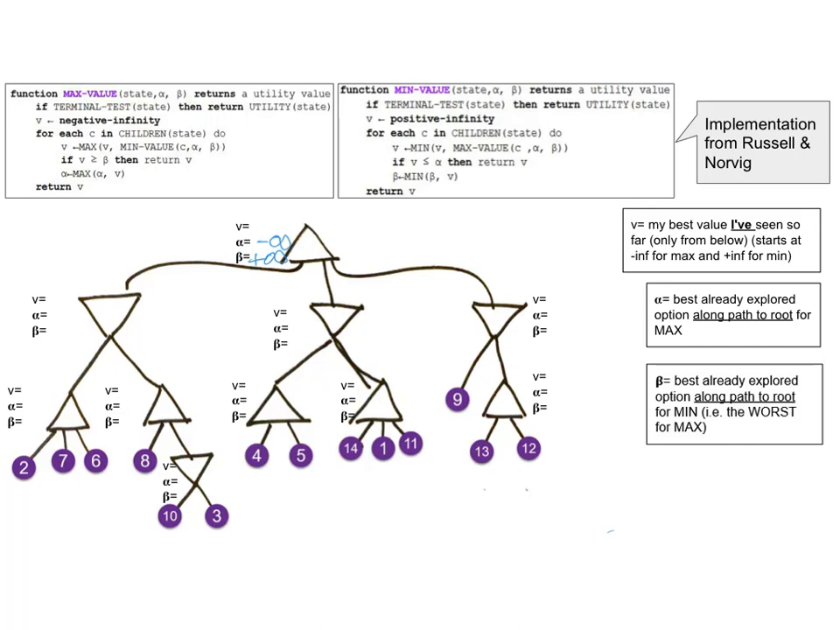And we will call max value. Let's look at what the max value code says. If this state is a terminal state, of course, we pass in three things: the state, plus alpha and beta, which I filled in here. Is the state a terminal node? Well, it's not a terminal node, it's not a leaf. So then we say, okay, I'm going to set V to be negative infinity.